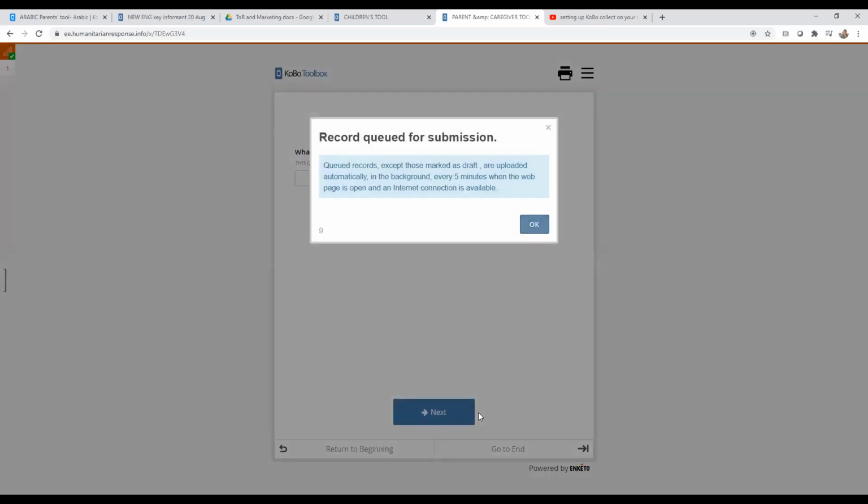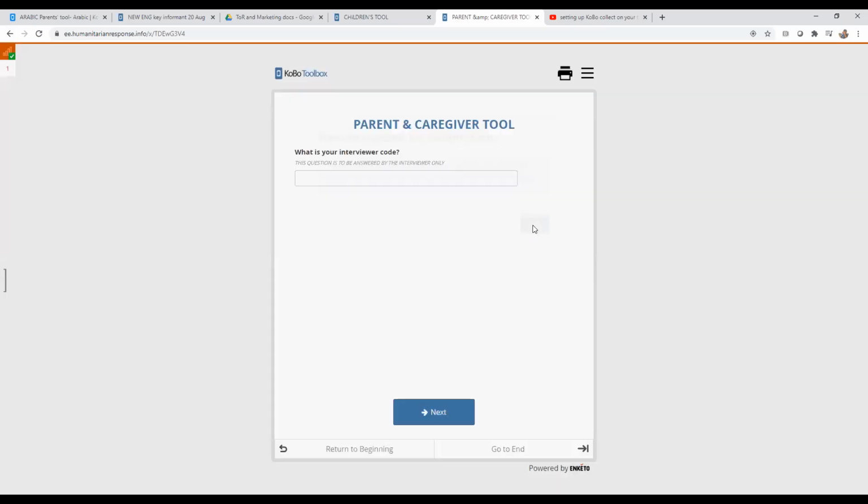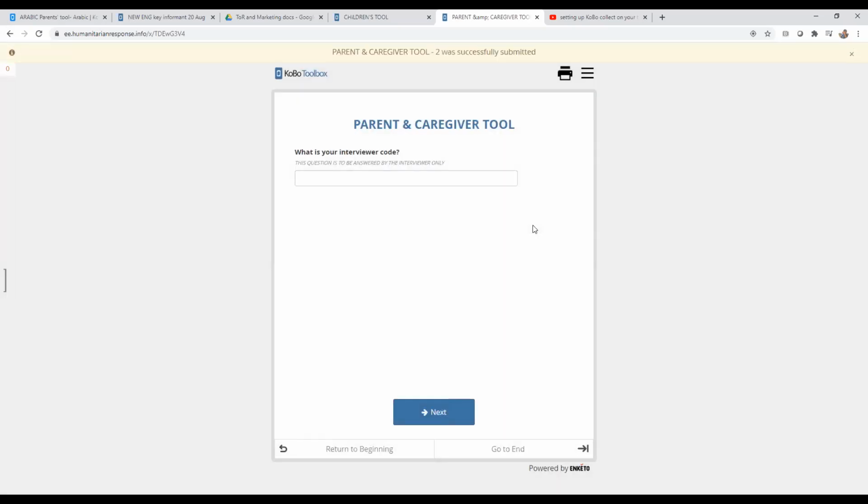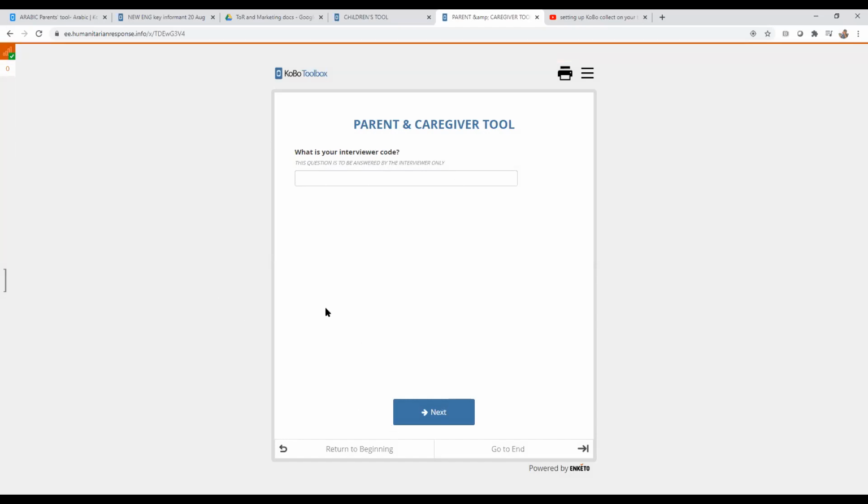Yeah, and the good thing is that when we use the tablets or mobile phones, we don't need to set our location on the map. It goes automatically. Okay, so after submitting, it automatically goes here to the next questionnaire. But this was the parent and caregiver tool.